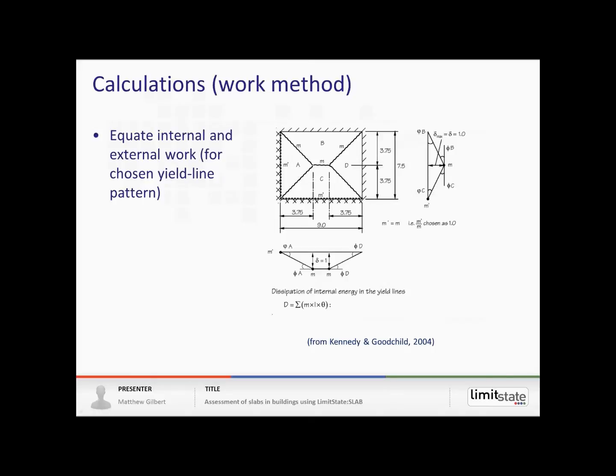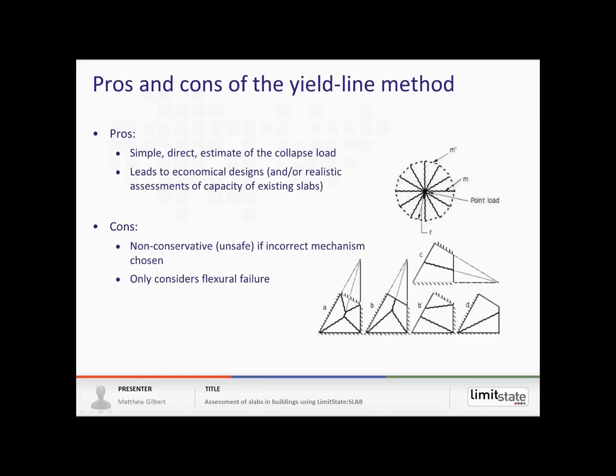How do you undertake a yield line analysis? Well, traditionally you might use a work method. So what you do is you postulate or guess a failure mechanism, you deform that mechanism by some small amount, and then you equate internal work done by the yield lines or along yield lines to the external work done by the applied load. It's a relatively simple process which certainly made it attractive in comparison to the elastic methods which were around in the mid-late 20th century.